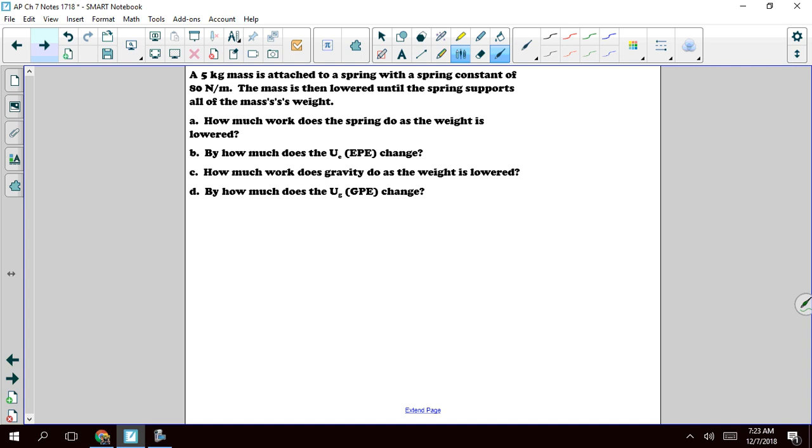In this first one, a 5 kilogram mass is attached to a spring with a spring constant of 80 newtons per meter. The mass is then lowered until the spring supports all of the mass's weight. Let's see if I can draw a spring with my smartboard being a pain. Right now, we're at our equilibrium point. So the force of the spring right now is 0. We're going to lower it until the spring supports all of the mass's weight.